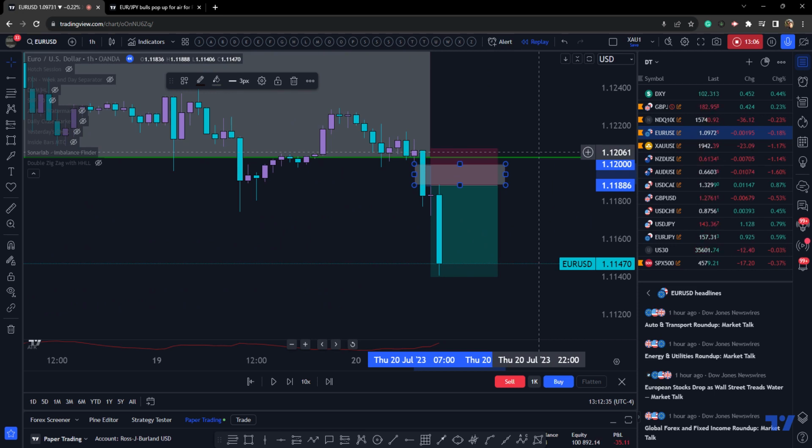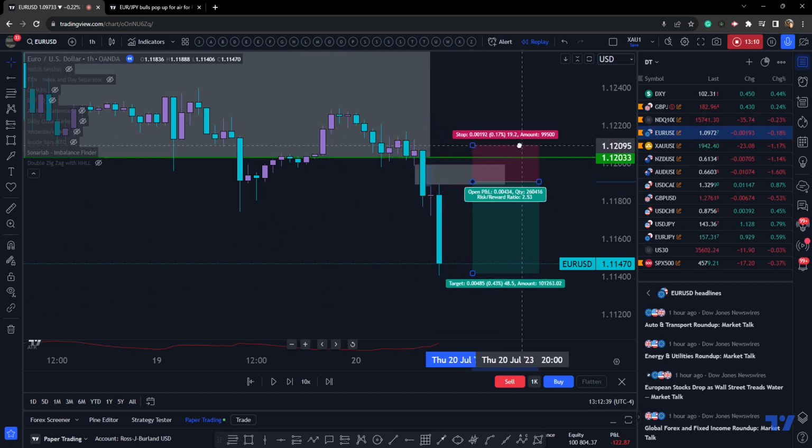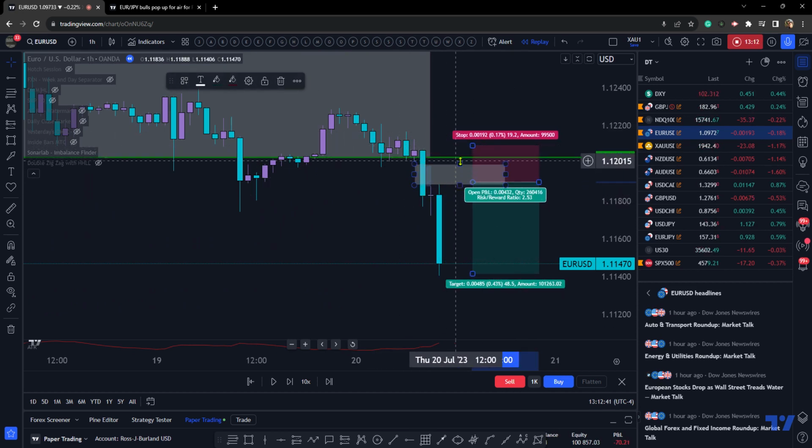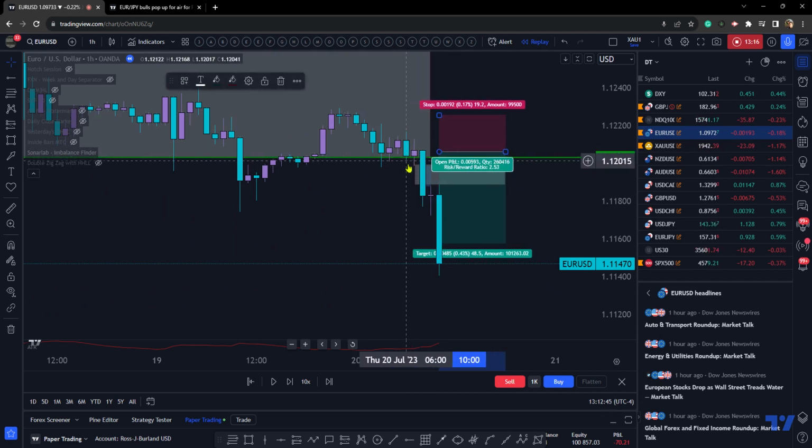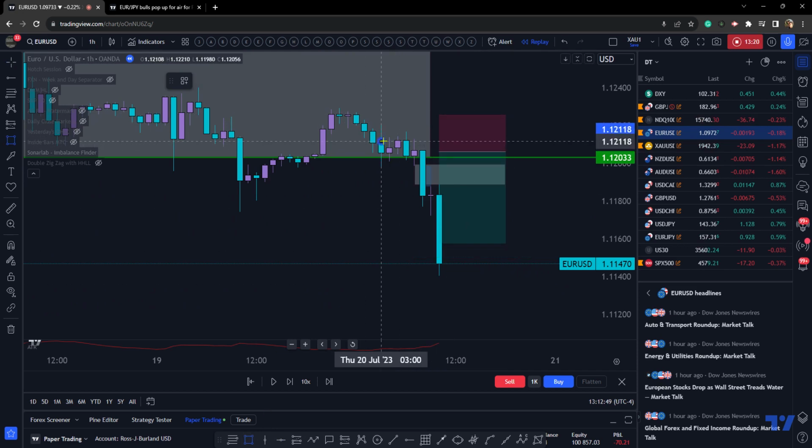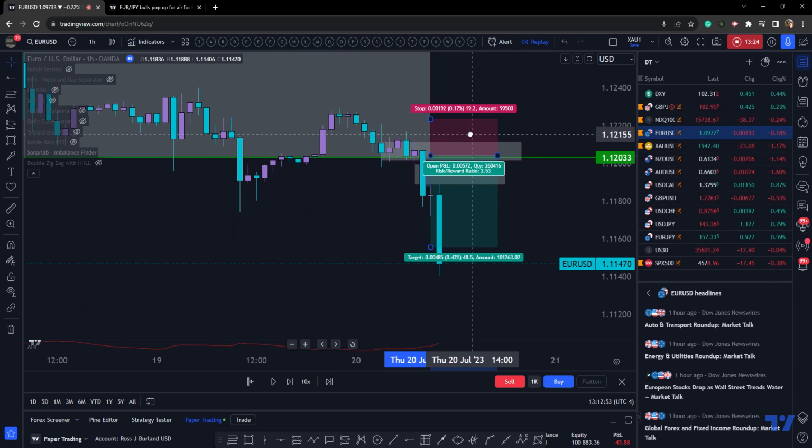So a very similar scenario. And at that stage, I might say, well, look, I think it's going to fill that gap and move up into this order block or this area of resistance. In this case, it didn't, but in other cases, it might, and get a better fill.